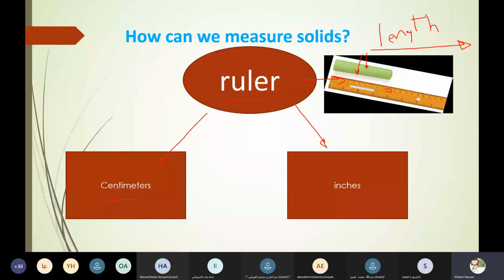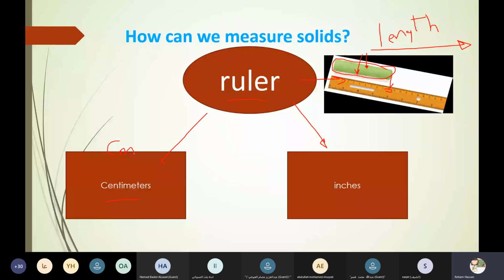Now we want to measure the length of this chalk. How can we measure it? By this ruler. So we can use the ruler to measure the length. Can you see the length here? It is 10 centimeters. Amazing. We can say it in centimeter or inch, okay?